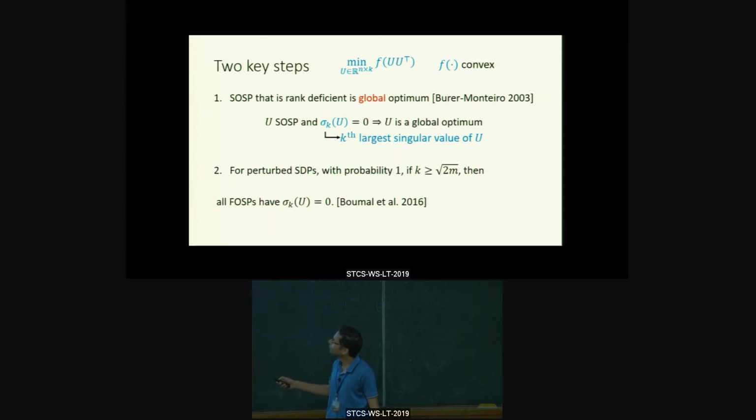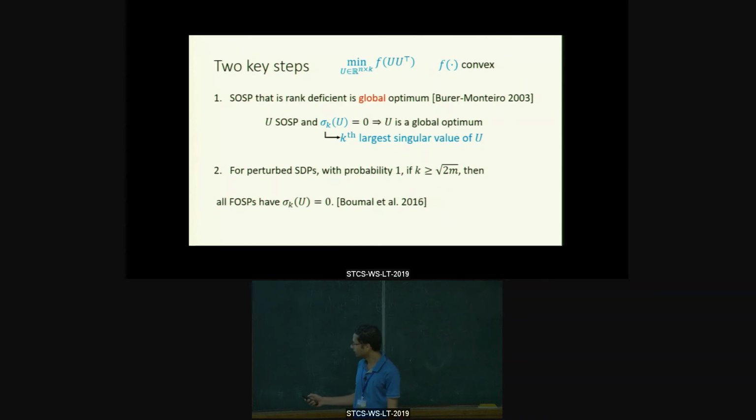So the two key steps. The first key step is that if you have any second order stationary point which is rank deficient, meaning that its smallest singular value is equal to 0, then it is a global optimum. This was established in the original paper by Burer and Monteiro. If U is a second order stationary point and the smallest singular value of U, because U is n cross k, sigma k is the smallest, which is also the kth largest singular value of U, is equal to 0, then U is a global optimum.